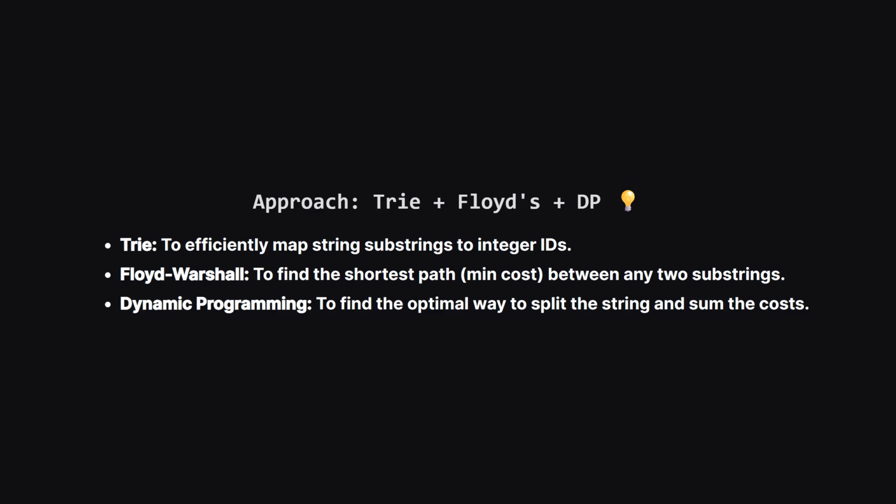applies everywhere. The editorial suggests a powerful combination of 3 techniques: a trie, Floyd's algorithm, and dynamic programming. Here's the high-level intuition. First, we have many string rules. Working with strings is slow, so we'll use a trie to give every unique substring a unique number ID. Second, since we can chain conversions, like going from A to B then B to C, we need to find the cheapest path between any two substrings. This is a shortest path graph problem, and we'll use Floyd-Warshall for that. Finally, we use dynamic programming to decide where to chop our source string to get that minimum total cost.